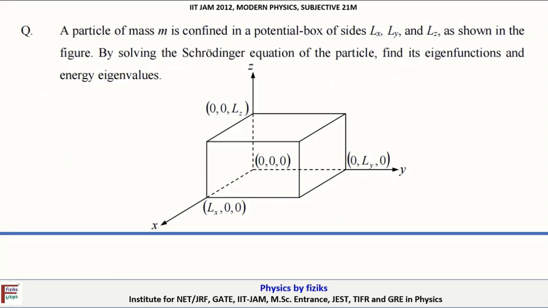These questions come for 21 marks, completely derivation, nothing else. With this, we end our problems of IIT-JAM 2012 of modern physics.